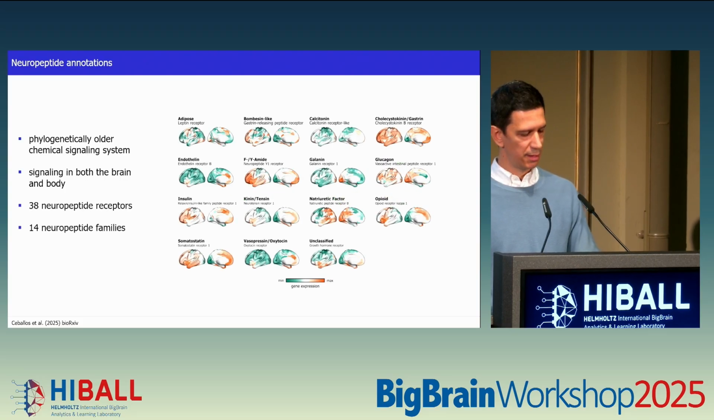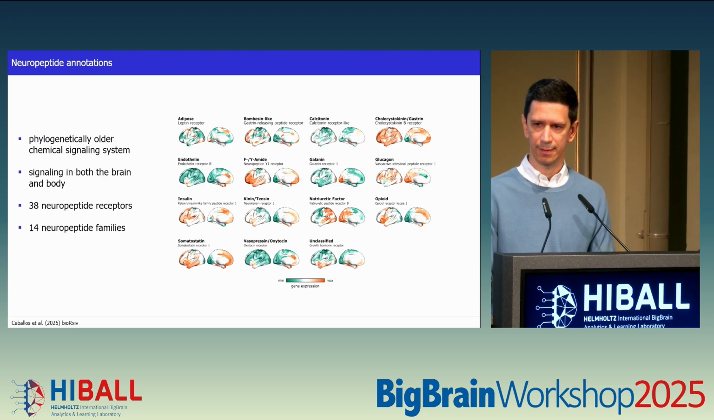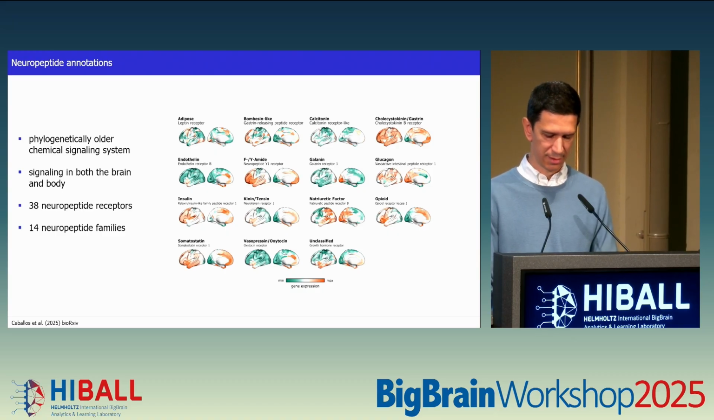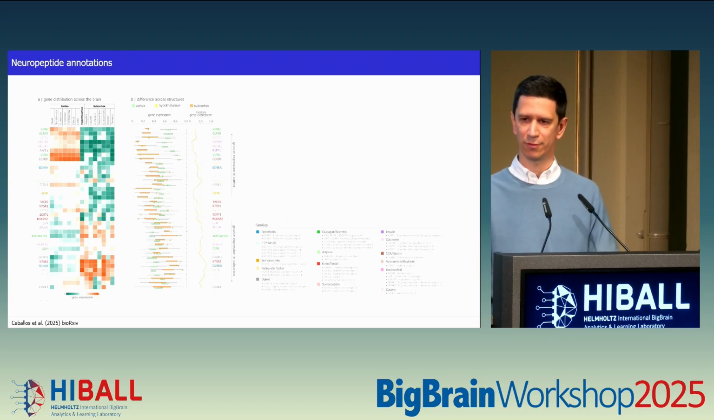So, using data from the Human Protein Atlas and the Allen Atlas, we recently constructed this data set. It's another atlas of 38 different neuropeptide receptors across 14 different neuropeptide families. Again, just because I'm showing the cortex only, don't mind that. It's actually the whole brain.